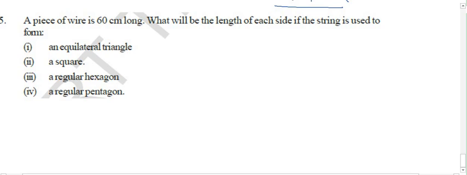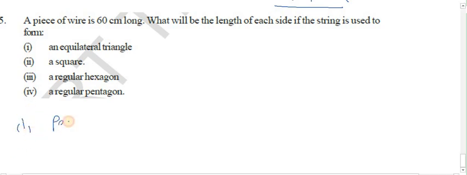Now my next question is, a piece of wire is 60 centimeters long. What will be the length of each side if the string is used to form an equilateral triangle, a square, a regular hexagon and a regular pentagon? Okay, he is asking the length of each side, not the perimeter, sorry. He has given the perimeter itself as 60 centimeters and he is asking what will be the length of each side.